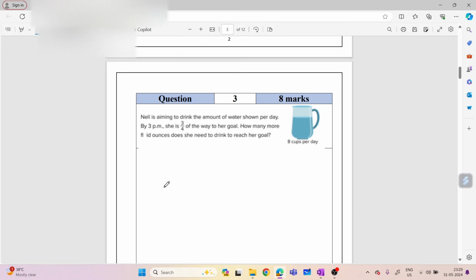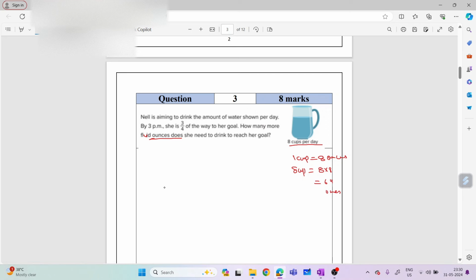Neil is aiming to drink the amount of water shown per day. By 3 p.m., she has gone 3 by 4 of the way to her goal. That means she finished 3 by 4. How many more fluid ounces does she need to drink to reach her goal? You see, the problem is in cups and he wants it in ounces. So there is a variation. Please make a note. One cup equals 8 fluid ounces. So 8 cups equal how much? 8 times 8, that is 64 ounces.